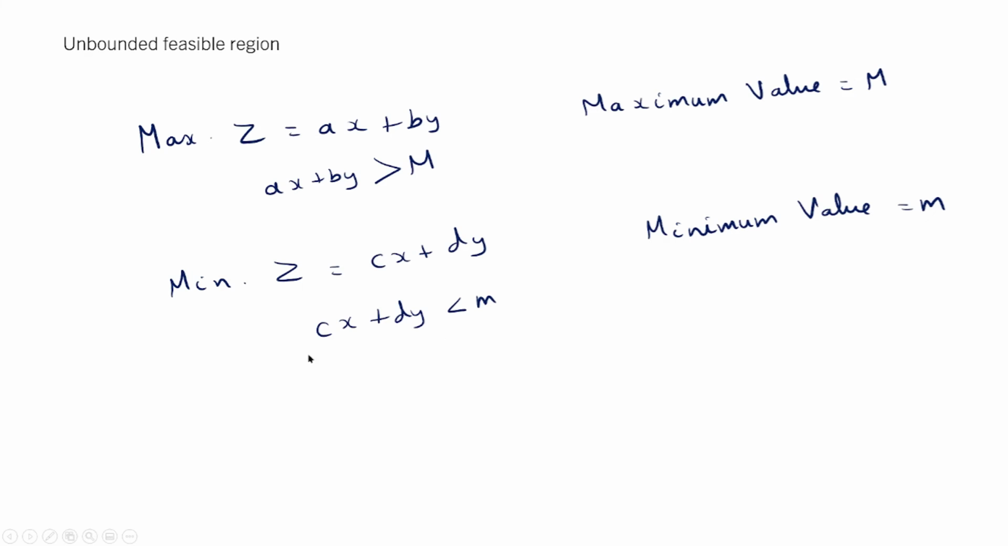If it crosses, then we cannot minimize z for any values of x and y. On the other hand, if it does not cross the feasible region but it passes through a corner point alone, then that corner point will minimize z. So this is how we have to find the optimal solution when the feasible region is unbounded or if it is open.